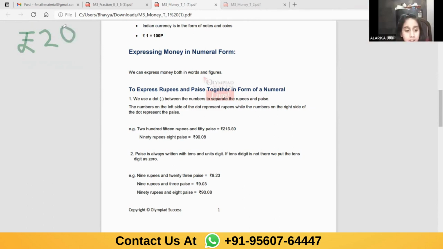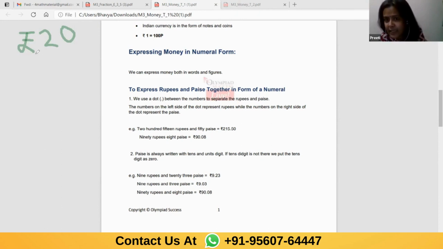First, let me tell you how to write rupee thing, how to write paise thing, and then I'll come back to the dot. I know the use of the dot. Yes, I understood that, your answer is correct. Whatever you're saying is right. But before I come to the dot, I want to explain the simpler things.